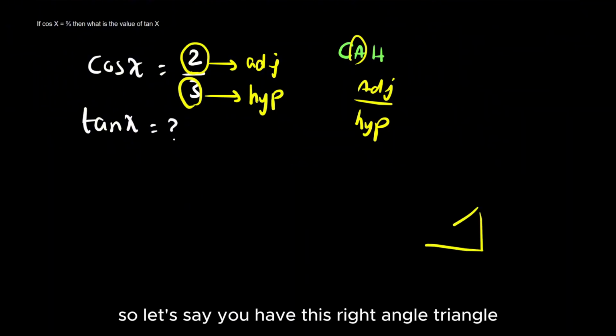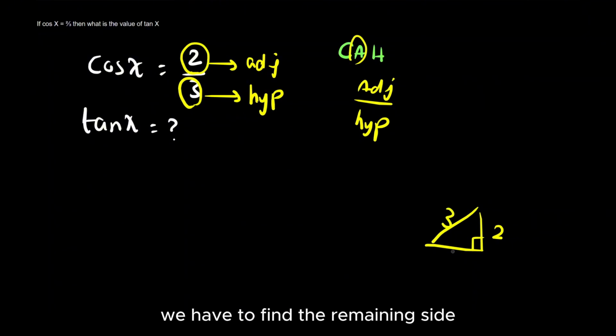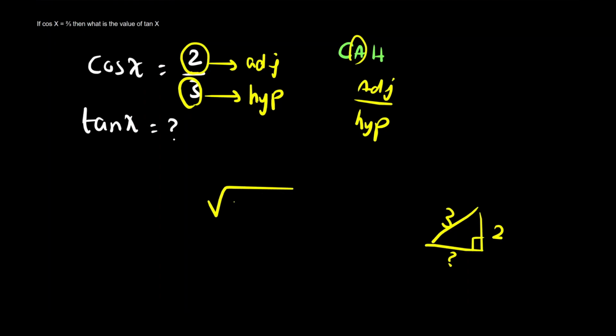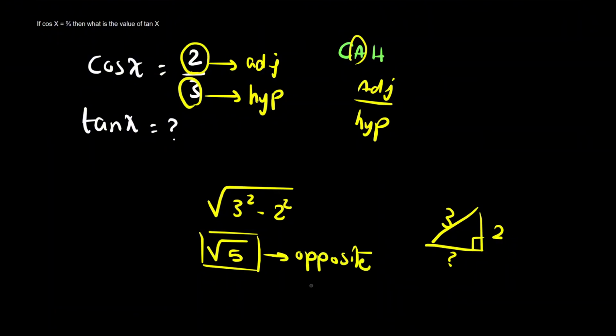So let's say you have this right-angled triangle and this is 2 and this is the hypotenuse, which is 3. We have to find the remaining side by using the Pythagorean theorem. 3 squared minus 2 squared is equal to root 5. This is for the opposite side.